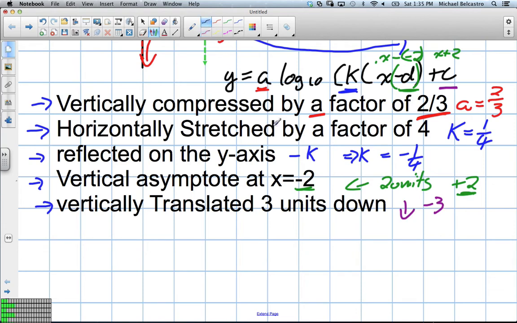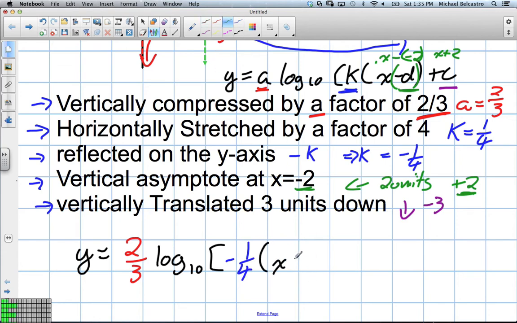So let's plug in our values here. Y is equal to, we said A is going to be 2 over 3. Still have log 10. We've now said that our K value is going to be -1/4. We still have X plus 2 as our D, and then our C is -3. Great, so there's our formula. Pretty straightforward. What would this graph essentially look like?